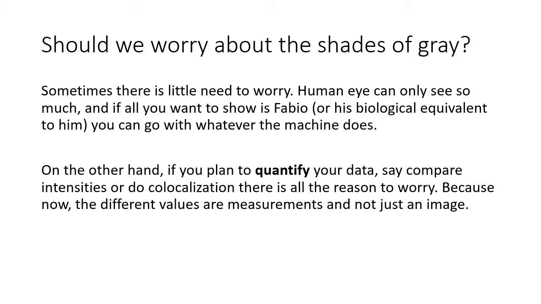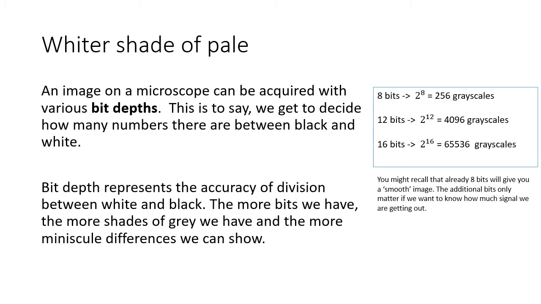On the other hand, if you plan to quantify your data, say if you want to compare the intensities, or if you want to do colocalization, or if you want to do some measurements on the morphology, you need to be worried, because now the different values are measurements and not just a random image. Microscopes are high precision instruments, and they can usually acquire an image with various bit depths. That is to say, you can decide how many numbers you have between black and white.